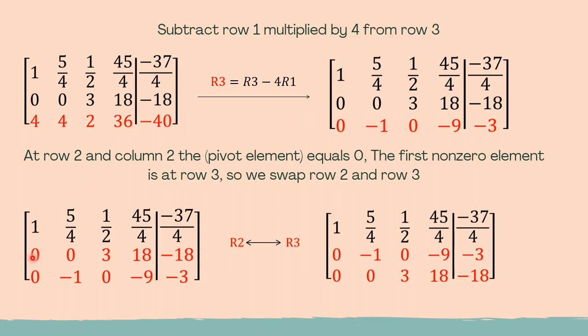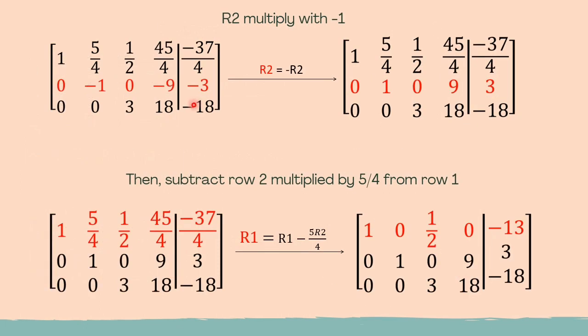So we can see here at row 2, column 2, which is equal to 0. So we need to swap this row 2 with row 3. So we can get 1, -1 here. So 0, 0. So we get into this answer. After we swap R2 with R3, R2 is multiplied by -1. So we need to make sure that this row 2 becomes a positive number.